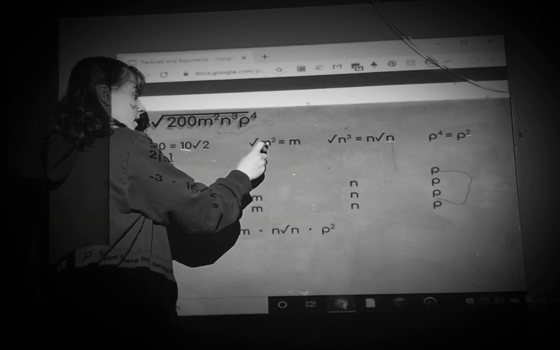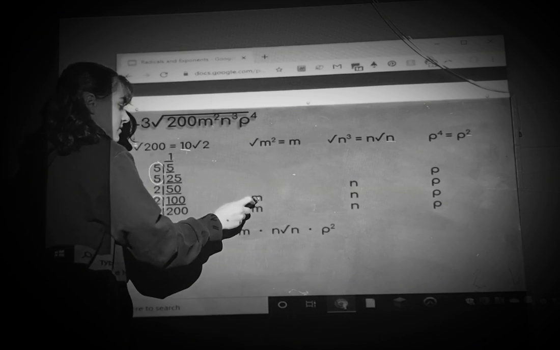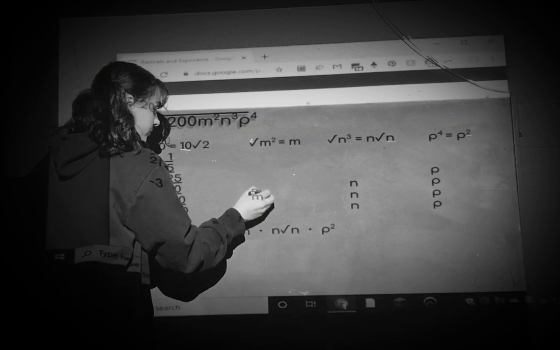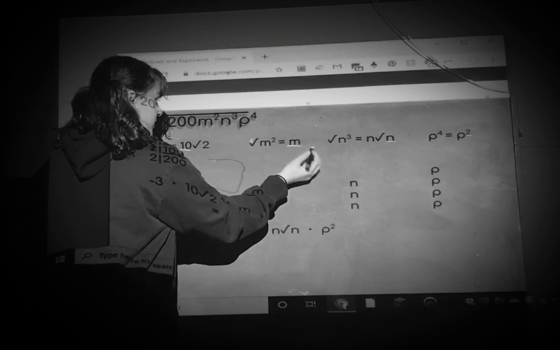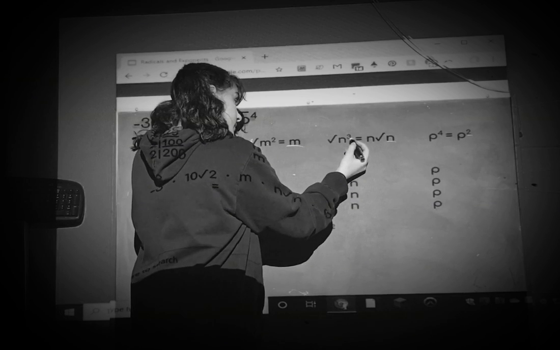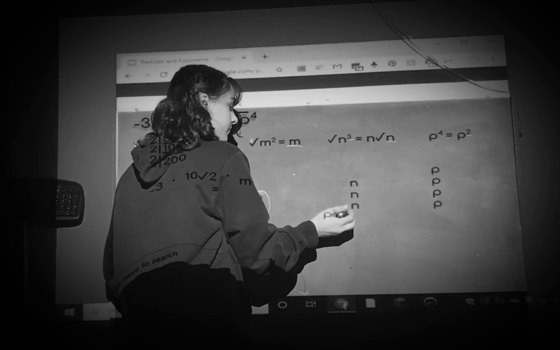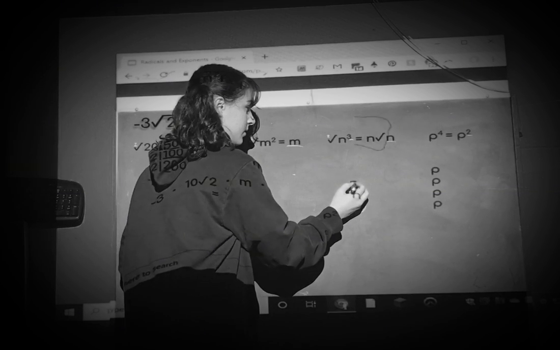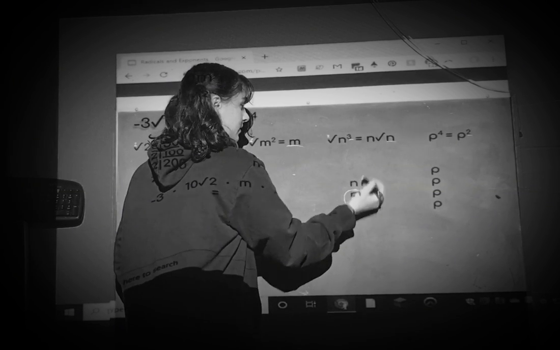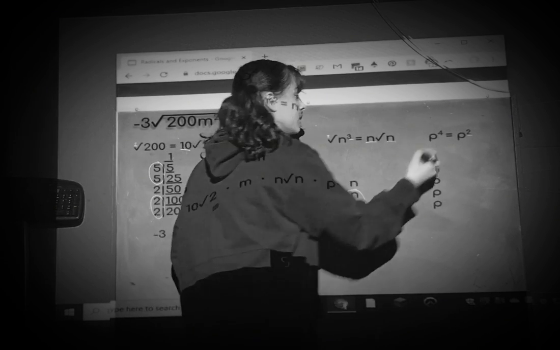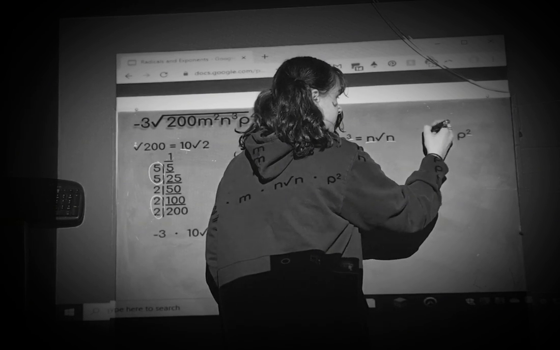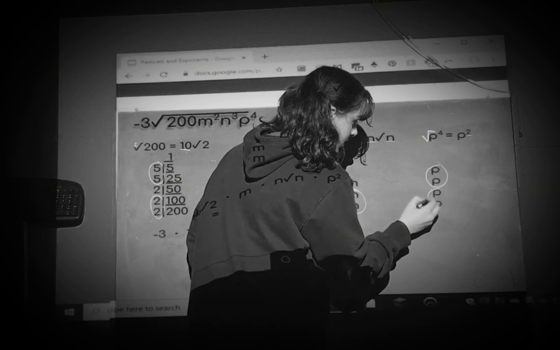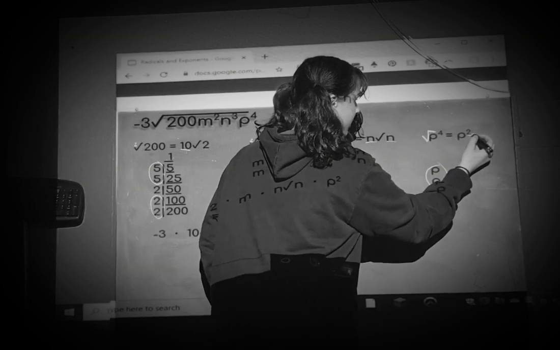Now we have to do m squared. That means there's 2 m's, and again it's a square root. So groups of 2, 1 m on the outside. Now with the n's, there's 3 of them, so we draw 3. And then groups of 2, 1 remaining on the inside. But we have 1 on the outside because that's the little circle thing. And then for the p's, there's 4 p's, so 2, 4, 2 squared.